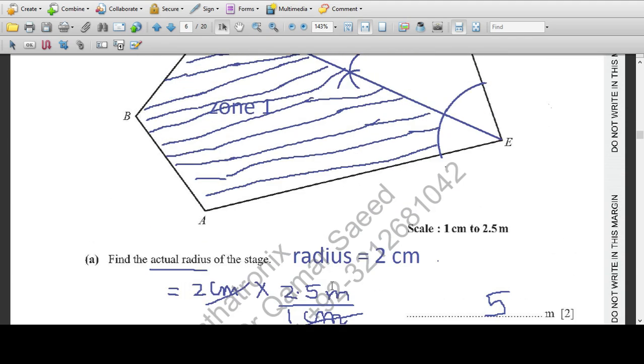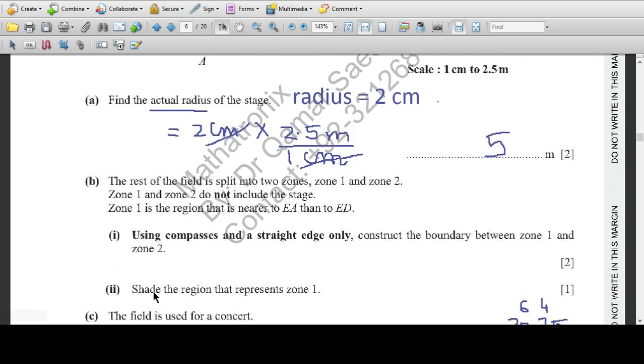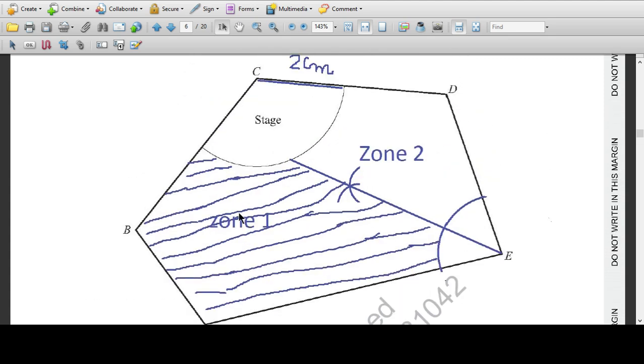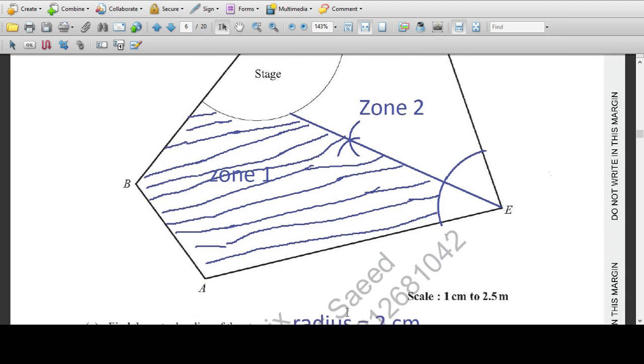And we see that we have to shade the region that is represented by zone 1. So this is zone 1, that is closer to EA than ED, and this is the shaded region. This line is assumed as a shade, and this is solved here.